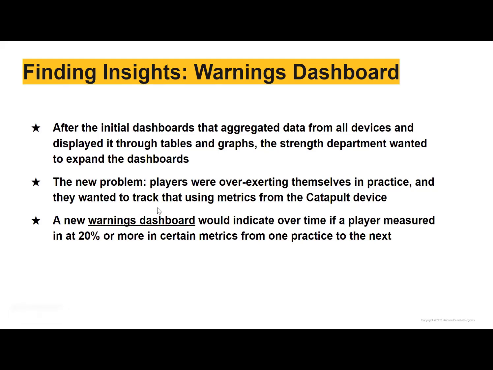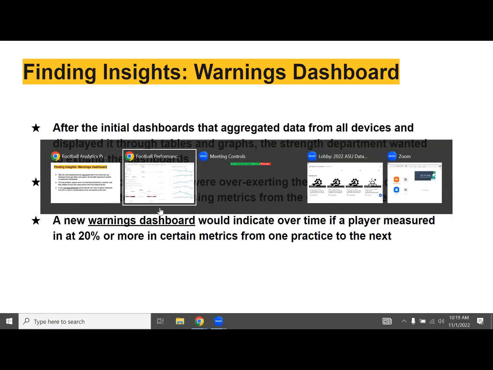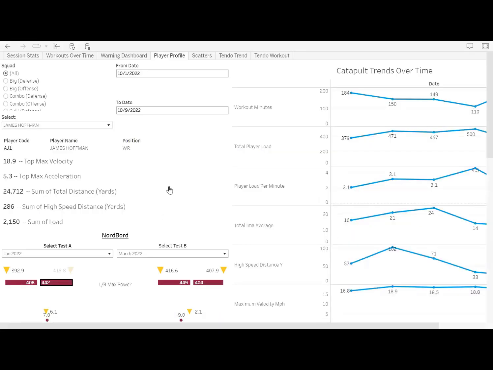So we created a warnings dashboard that, like I said, would indicate over time if a player measured in at 20% or more from one practice to the next, or one game to the next, or practice to game, etc. So we can jump in here. By the way, before I go on, does anyone have any questions about any of these, the session stats, workouts over time, or the player profile?